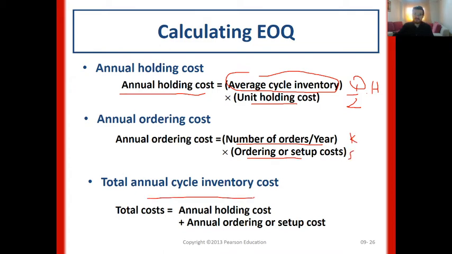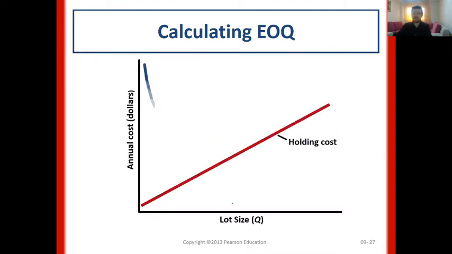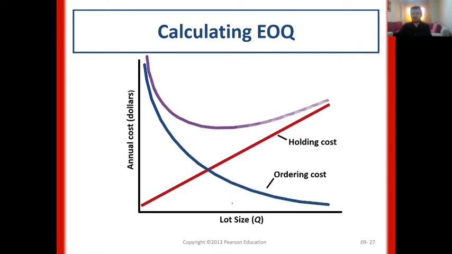And then total annual cycle inventory cost is the sum of these annual holding and ordering costs. Let's take a look at how they are going to be represented and calculated. Holding cost is a linear function because Q over 2 times H, and H is fixed, so it increases with Q. And ordering cost is K times S. K depends on Q and demand, I'm going to show in the next slide, so it is not linear. However, it decreases as the amount of Q increases.